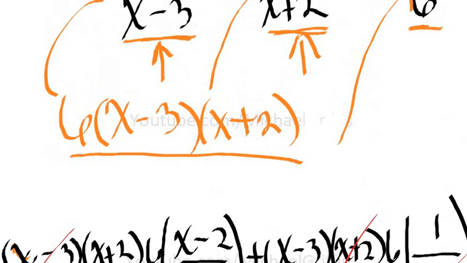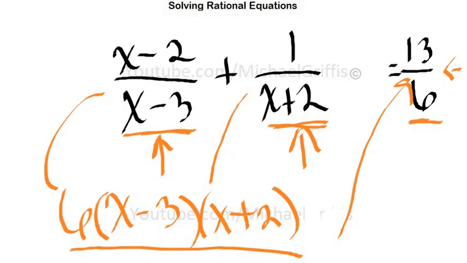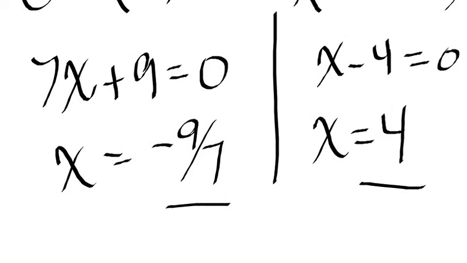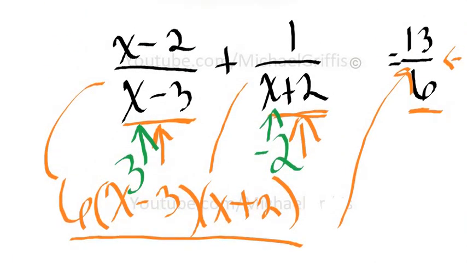Let's go back up here to our original. If we were to come up with a 3 as one of our solutions, we know that if we plugged it in right here, 3 minus 3 is 0, and you can't have 0 in the denominator. Also, if one of our solutions happens to be negative 2, negative 2 plus 2 is 0, so that can't be a solution either. So these are the two numbers that can't be solutions. Negative 9/7 and 4 don't fall in either one of those categories.